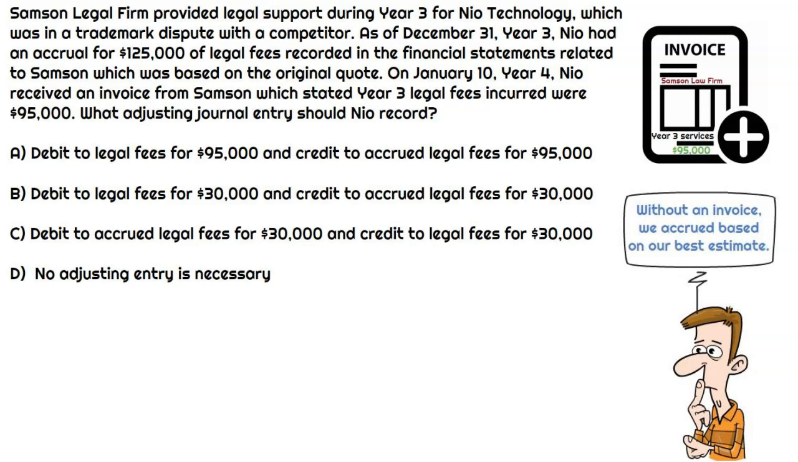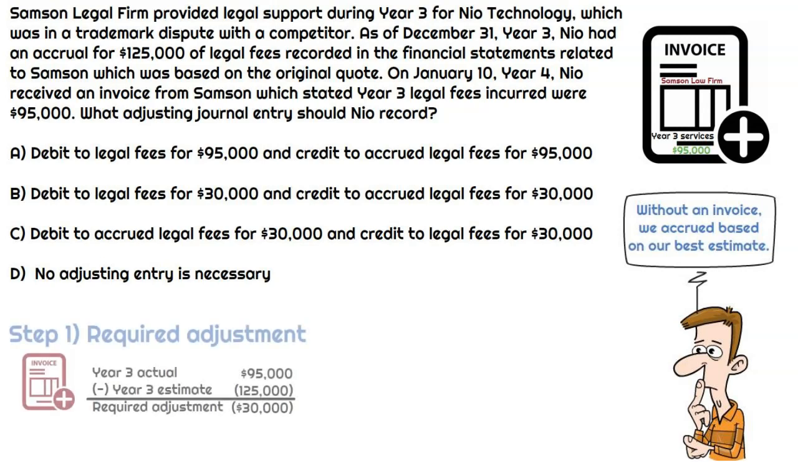So we'll need to figure out what the adjusting entry should be. First we need to figure out the required adjustment. If the actual year 3 legal fees were $95,000, but they currently have $125,000 in their financial statements, then the required adjustment is a negative $30,000, meaning we need to reduce the amount of legal fees by $30,000.